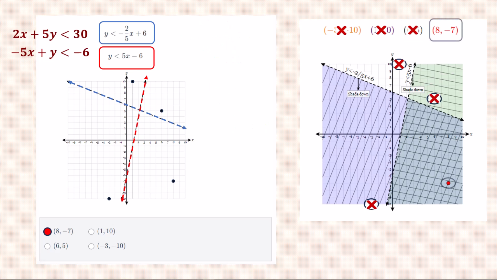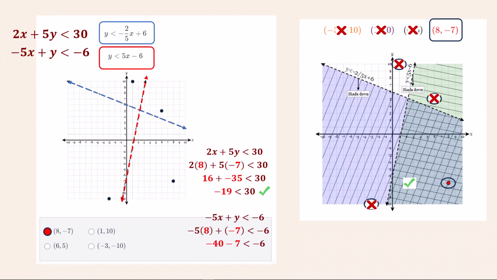The fourth one, 8, -7, works out mathematically in the first inequality, as well as in the second, and so we have shown this point works, both visually, seeing it in the overlap area, and mathematically, correctly showing both inequalities to be true with these values.